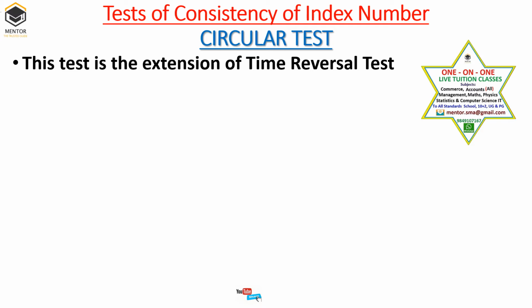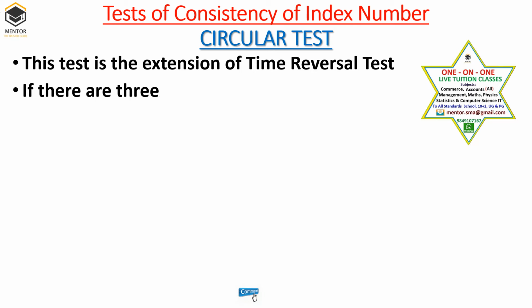So we have the circular test. By the name itself, the test works in a cyclic way. This test is an extension of the time reversal test. In time reversal, we had only the current year and base year, so year 0 and year 1. Now in the circular test, we will have another year. Let's see this.